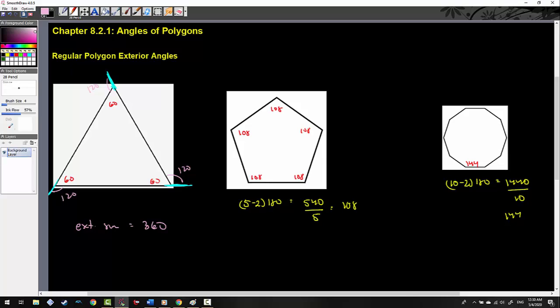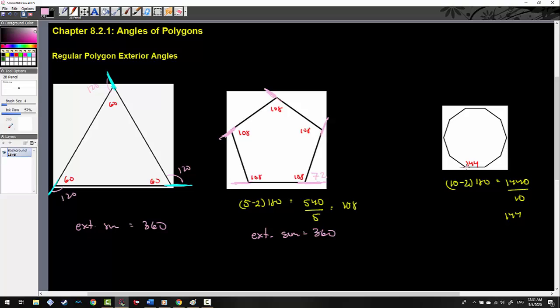Kind of like the hexagon. Well, let's try the pentagon real quick. This one here, 108. Well, what's 180 minus 108? Well, that's going to be 72 degrees. But how many of those 72 degrees do I have? I have a total of 5 of them. And if I took 72 times 5, I would get 360 again. Exterior angle sum is 360, just like the equilateral triangle, just like the hexagon.